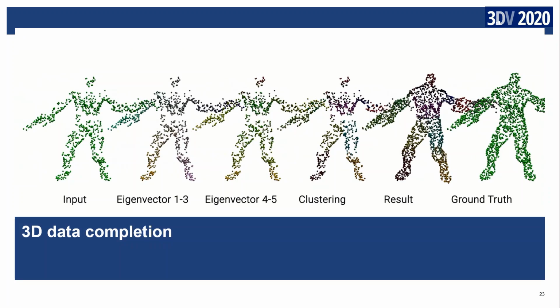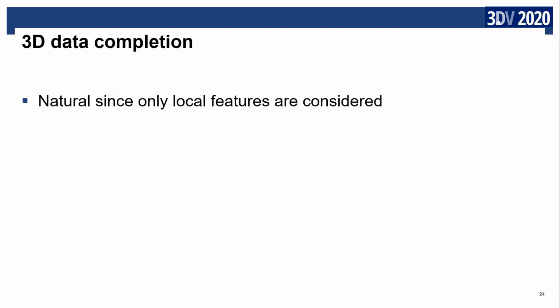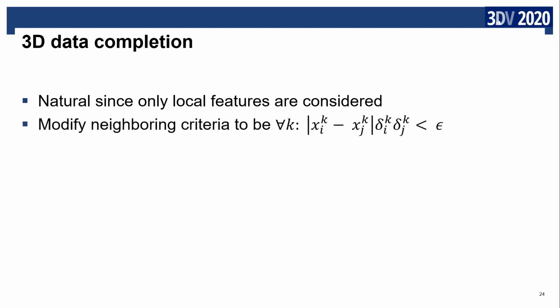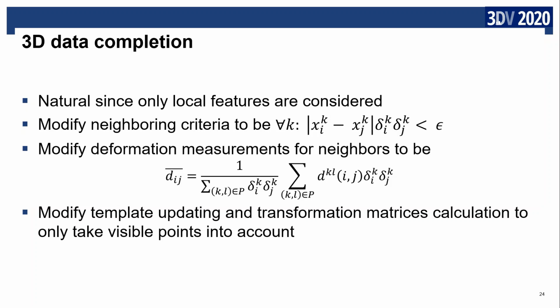For the task of 3D data completion, the above pipeline is almost immediately applicable with minor alterations. Since only local features are considered, it can be naturally extended to be compatible with the data completion task. Neighboring criteria should be adjusted to only consider distance in visible frames. The deformation measurements for neighbors is adjusted to be the average distance between the transformation matrix. And the template updating and the transformation matrix calculation is modified to only take visible points into account.